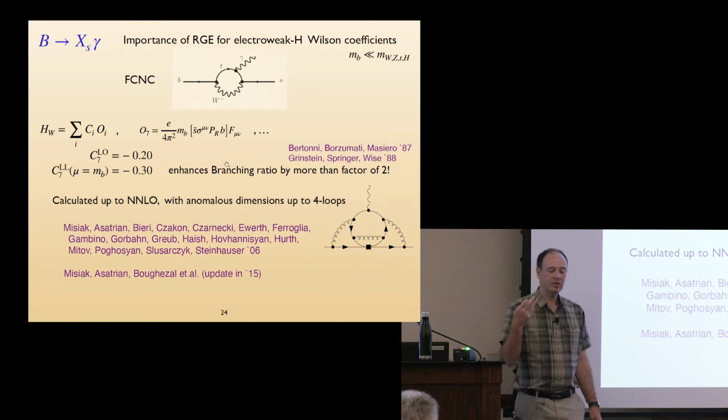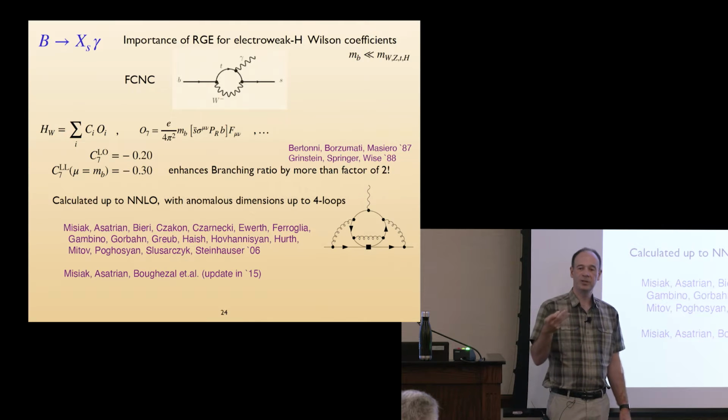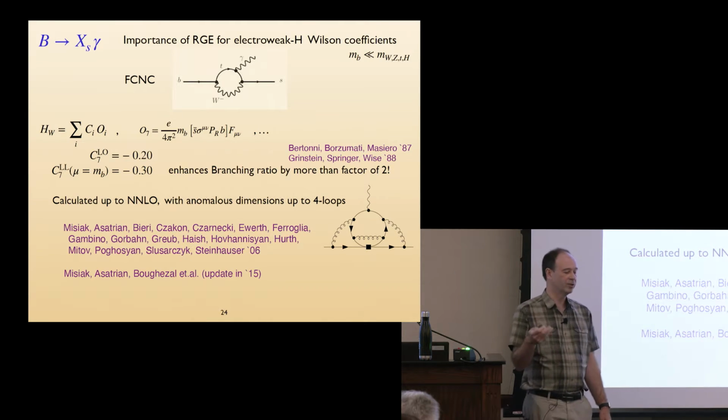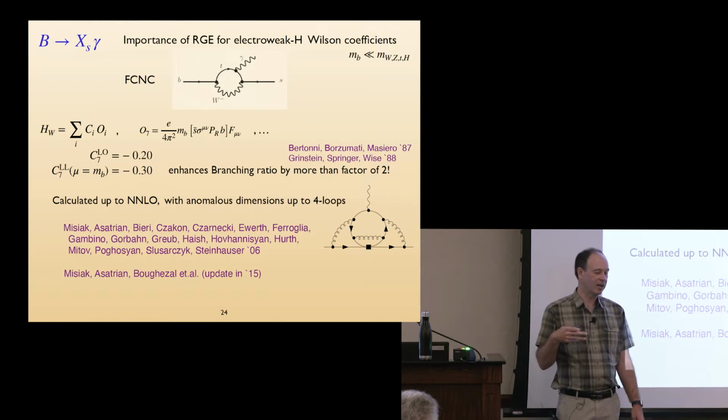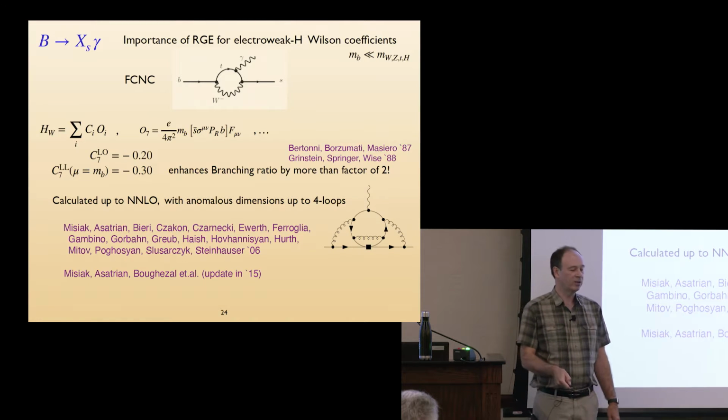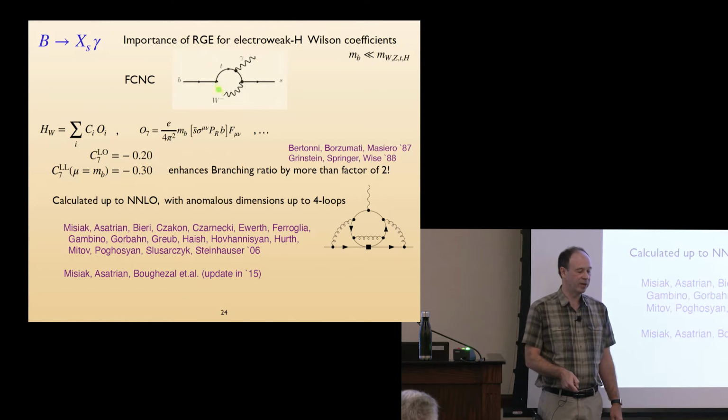And you can think about looking for new physics by searching for whether the value of the Wilson coefficient C7 of that operator, if you measure it experimentally, agrees with the standard model. Because in the standard model, we can predict it, we can calculate it. If you calculate it at leading order, just from this diagram, you get minus 0.2.